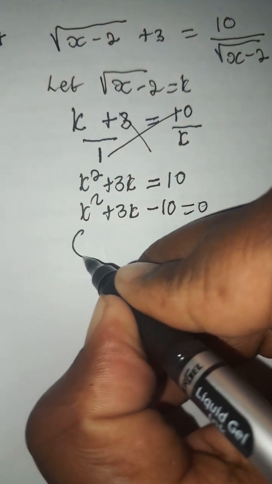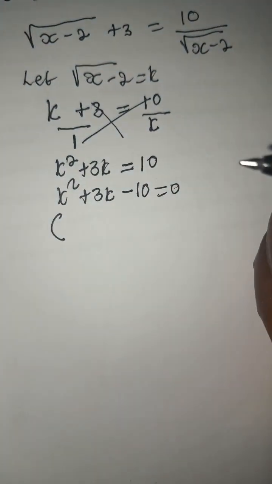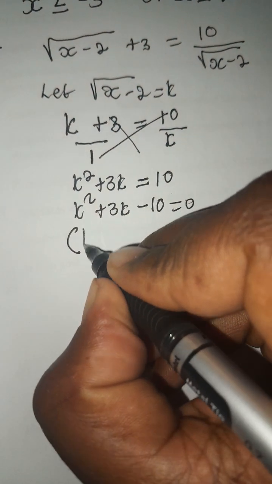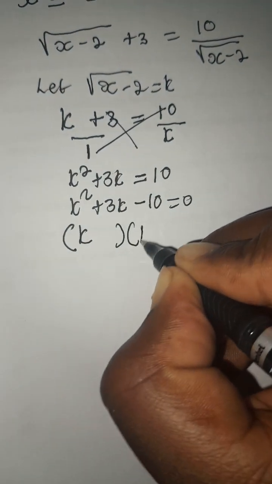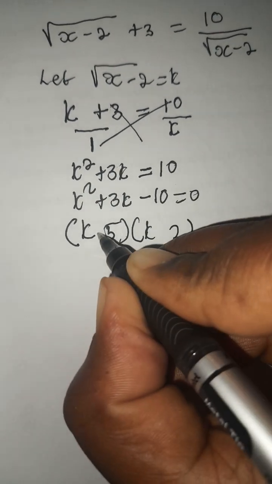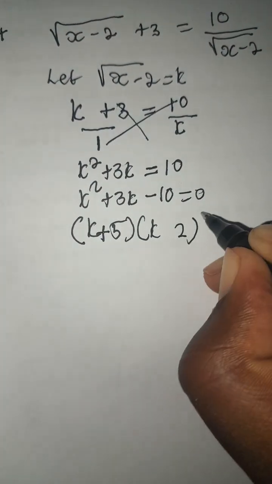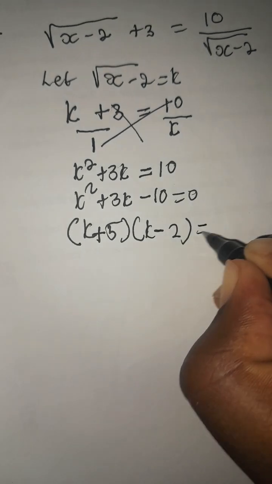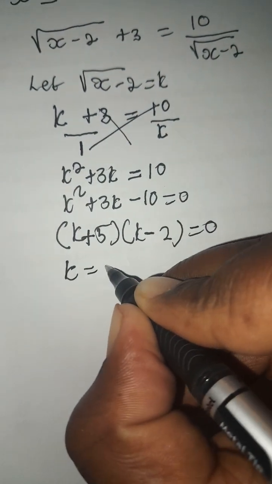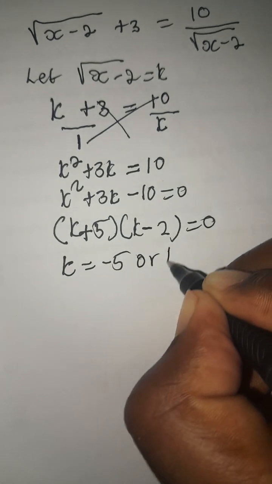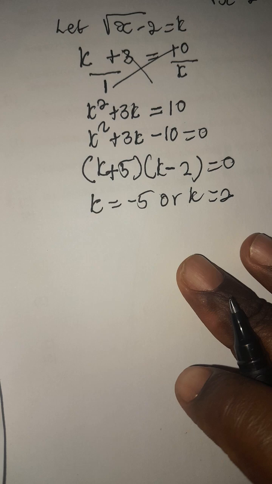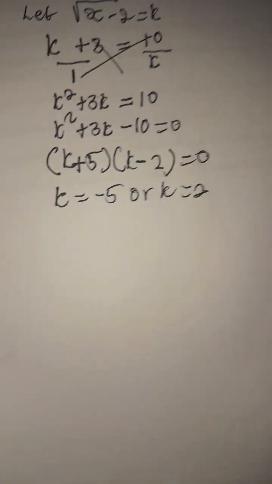So from here, we need to be smarter. From here, we factorize. Factors of k squared is k times k. Factors of 10, that will be 5 and 2. The bigger number will take a positive sign. The smaller number will have a negative sign. Then we're going to have k equals negative 5, or k is equal to 2. Right. Okay. Are we on the same level?